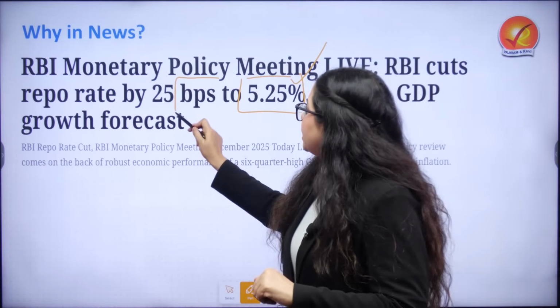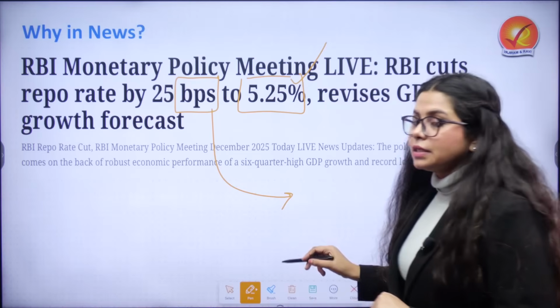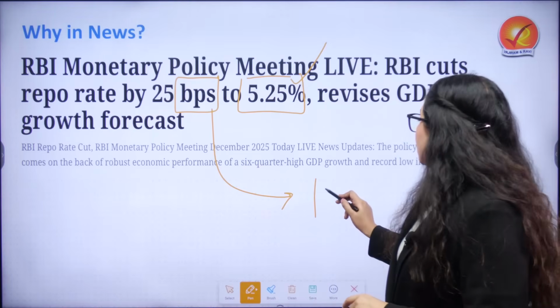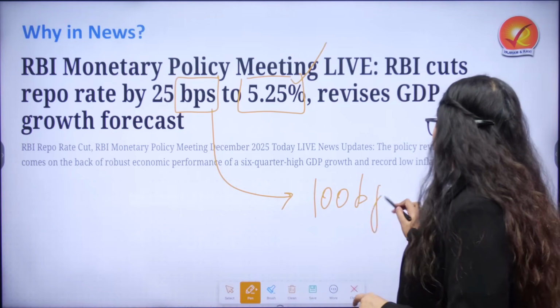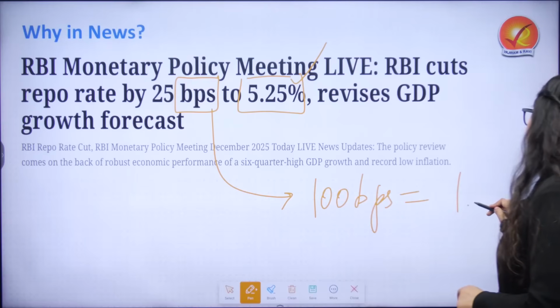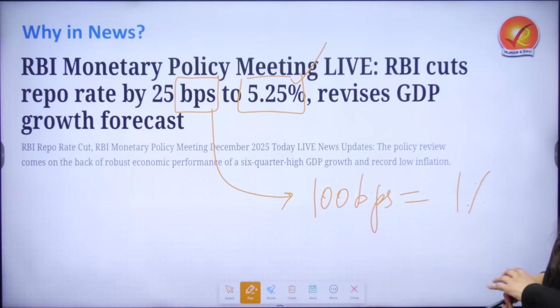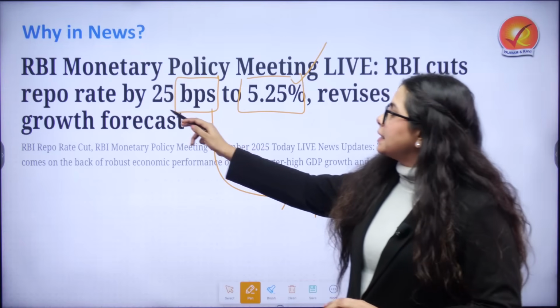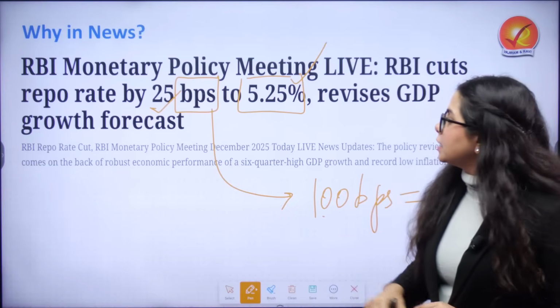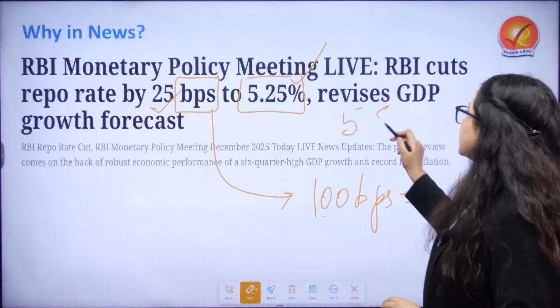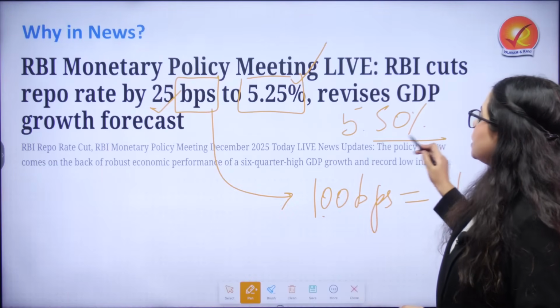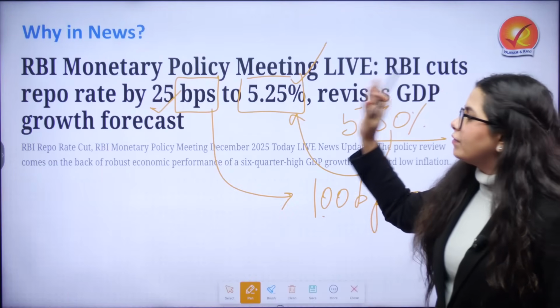Another term I will briefly cover here is basis points. I will give you a simple understanding: 100 basis points is equal to 1%. So as it is saying 25 basis points, that means before this it was 5.50%, and it has been reduced by 25 basis points to 5.25%.